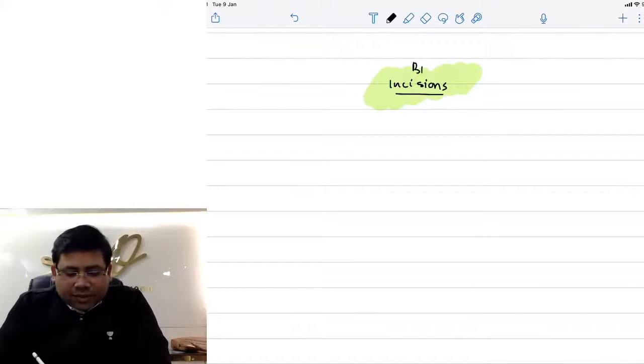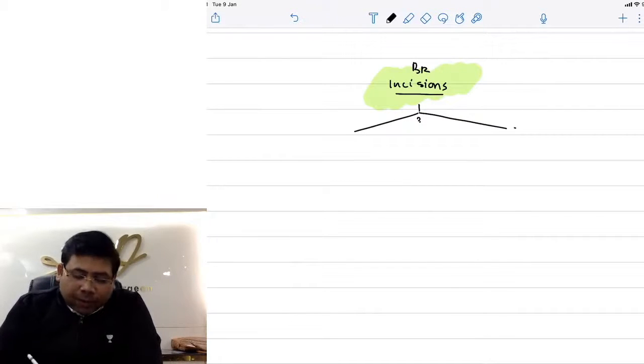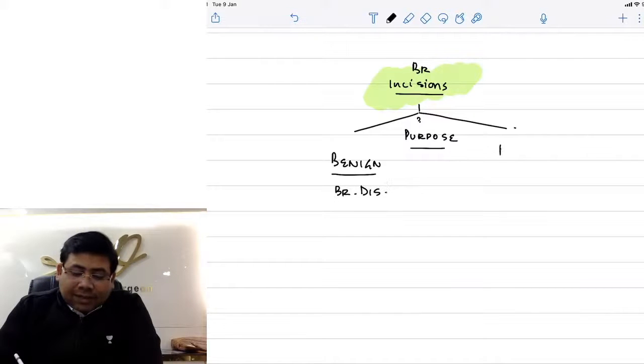So when we talk about the incisions for the breast, the first very important thing is why we are making it. What is the purpose? The purpose you have to define: either it is for the benign breast diseases, or students, it is for the malignancy.